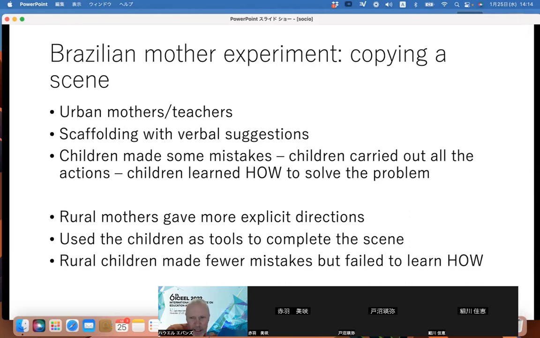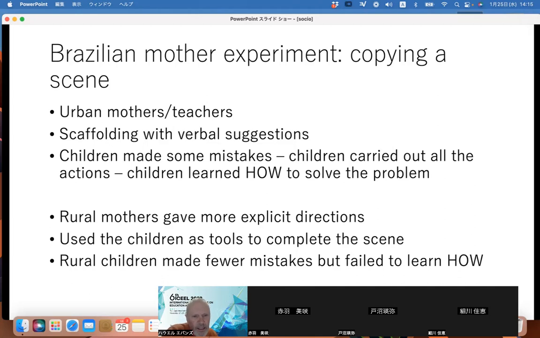But they failed to learn how to do it. They're basically just following the directions of the mothers. So there's a big difference there between the urban mothers and the rural mothers. The urban mothers ask a few questions, make some suggestions, but allow the kids to decide for themselves. The kids have to actually do quite a bit of work and think for themselves. Whereas the rural mothers give very, very explicit directions: do this, do that, put that there.